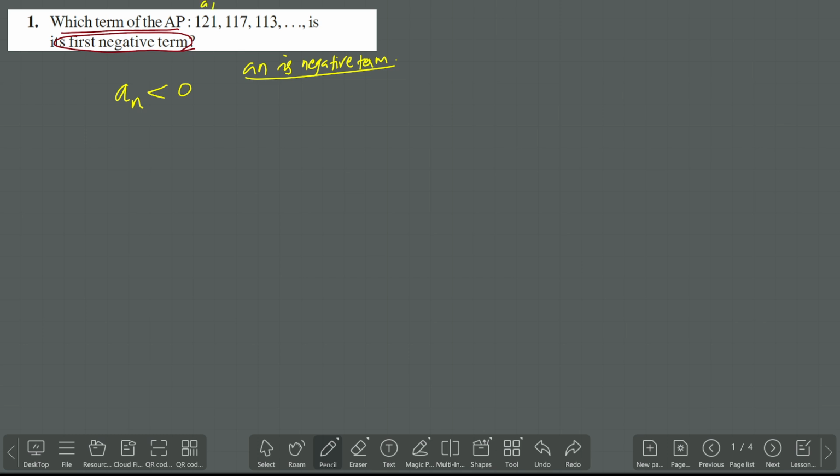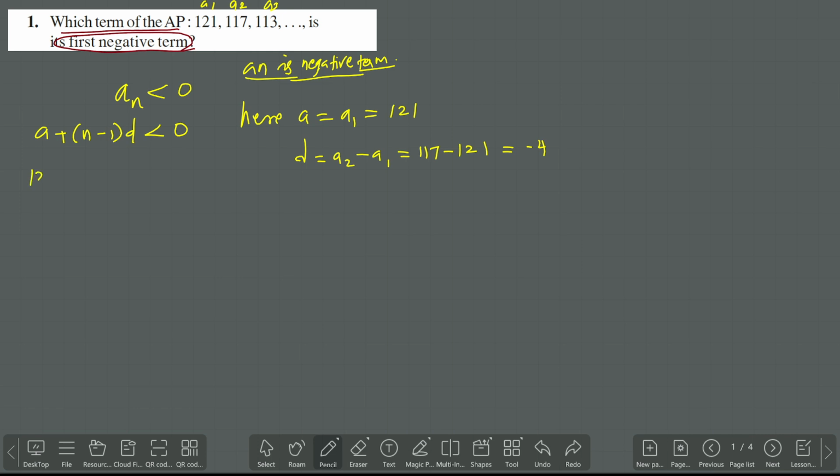In this AP, this is my A1, A2, A3, it's going on. So here, A1 is 121. D value is A2 minus A1, which is 117 minus 121, which is equal to minus 4. Right. Now we are starting. A plus (N minus 1) into D less than 0. A value 121 plus N value need to find, D value minus 4, less than 0.